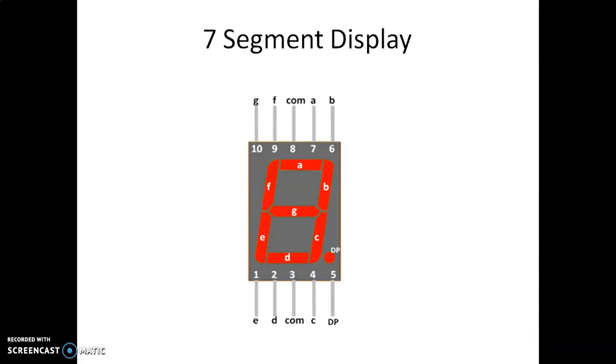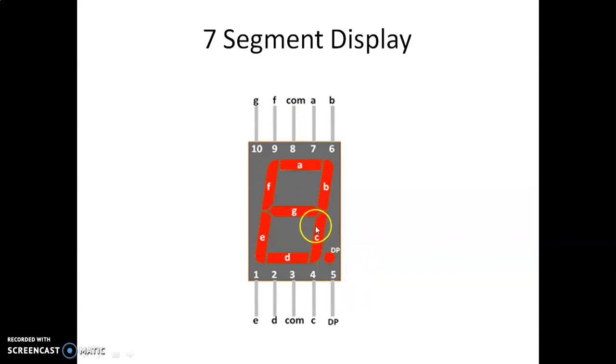So what is the 7-segment display? The 7-segment display has a total of 7 segments. What are A, B, C, D, E, F, G? We can see how many segments there are: 1, 2, 3, 4, 5, 6, 7. 7 segments and 1 decimal point. So the 7-segment display has a total of 7 segments and 1 decimal point. That is the 7-segment display.